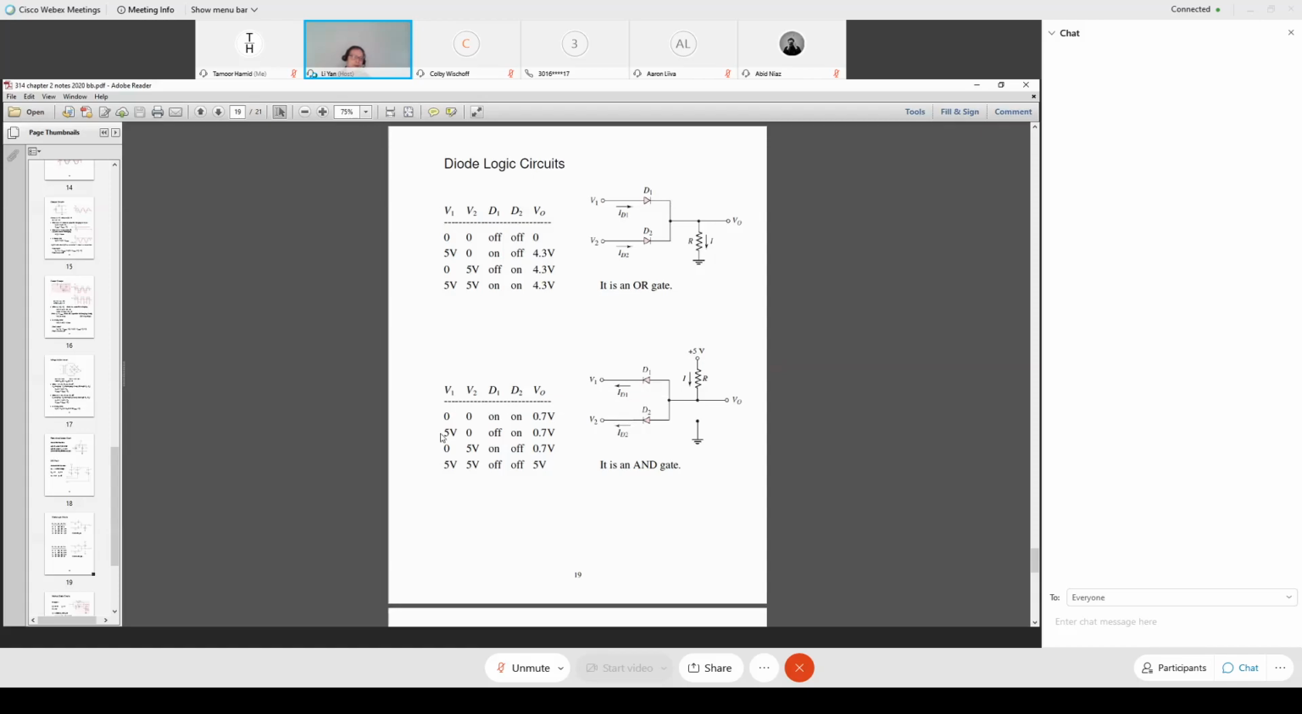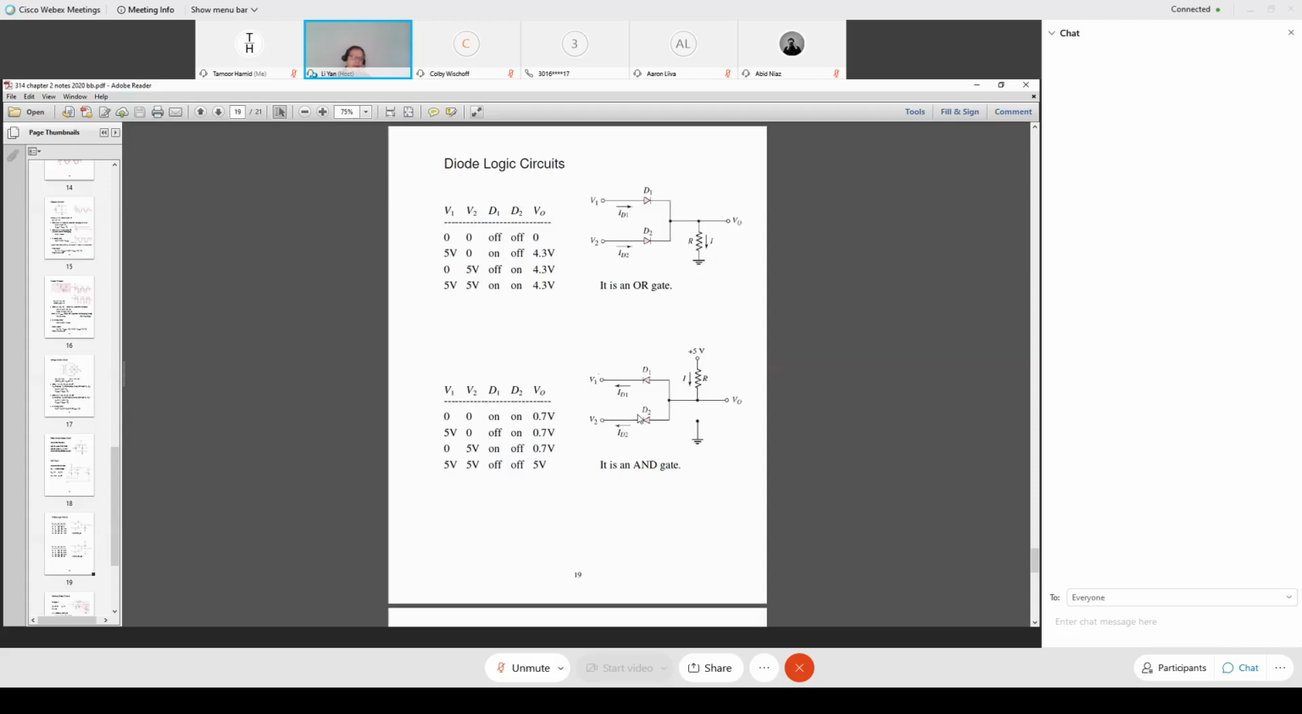If one of the control voltages turns to 5 volts, say V1, then this end is 5 volts and that end is 5 volts, so the voltage drop across the diode will be 0. So diode 1 should be off, as indicated here. However, V2 still remains 0. So while D1 is off, D2 is forward biased sufficiently and becomes on.